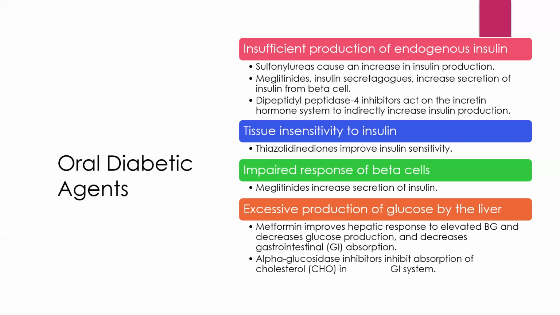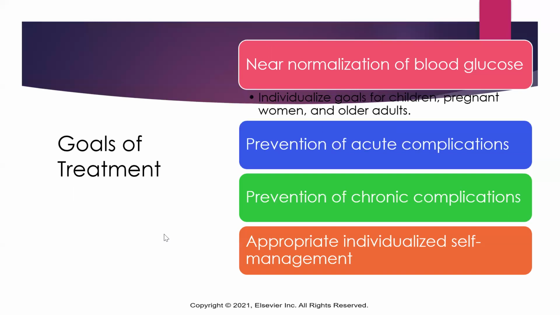So your oral diabetic agents, these are for patients that don't make enough endogenous insulin. So they're going to target the tissue insensitivity. So anytime we've got impaired response of those beta cells, or we've got excessive production of glucose by the liver, we can start implementing metformin. So our goals for these medications, we want to get near normalization of blood glucose. So our A1C goal of less than 7. Remember, these are going to be individualized based on age. If they're pregnant or if they're older, we're going to give them a little bit of leeway.